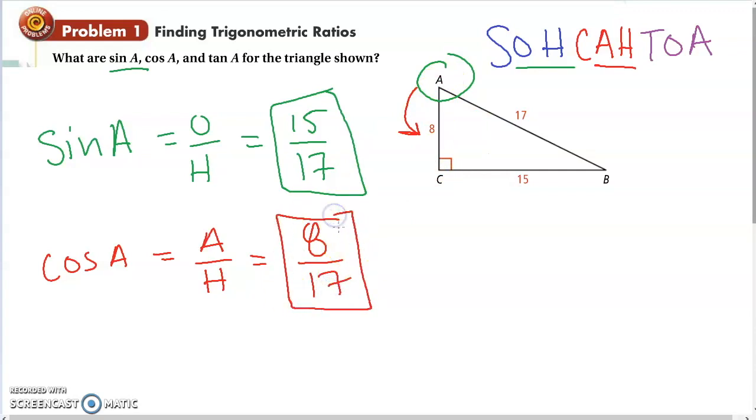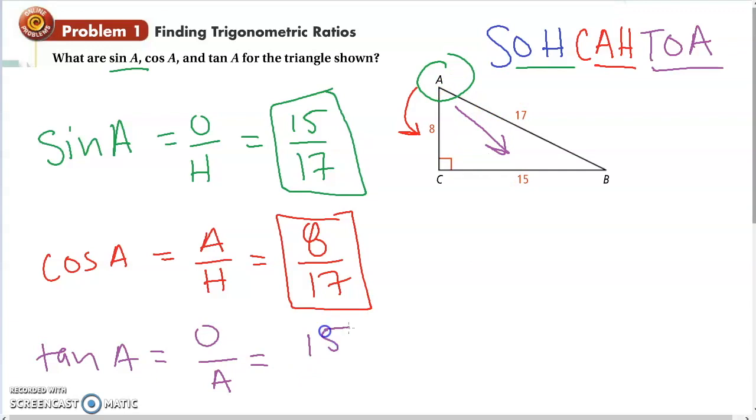8 over 17. All right, that's it. What about the tangent of A? Tangent of A is opposite over adjacent. So what is the opposite side from A? The opposite side from A is 15. And the adjacent side, the side that is next to it, is 8.